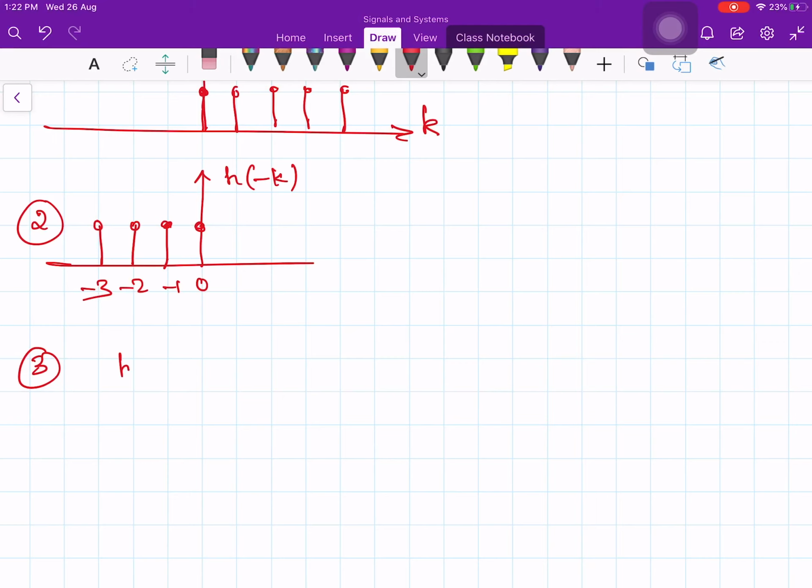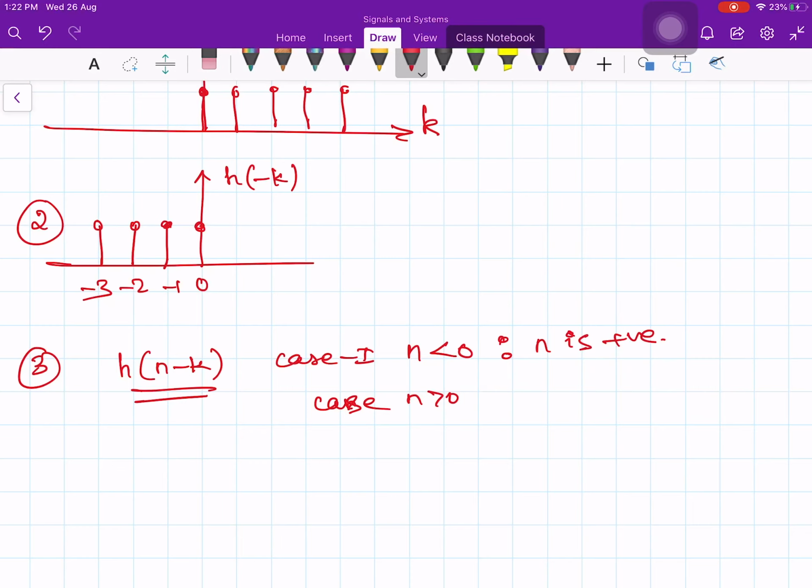Here we consider two cases. Case 1, when n is less than 0. Case 2, when n is greater than 0. That means what? When I say n less than 0, what I am essentially saying is n is positive. That is what I mean. When n is greater than 0, what I am saying is n is negative. I am sorry, I wrote it the other way. When n is less than 0, what I am saying is n is negative, and when n is greater than 0, that means n is positive. That is what.